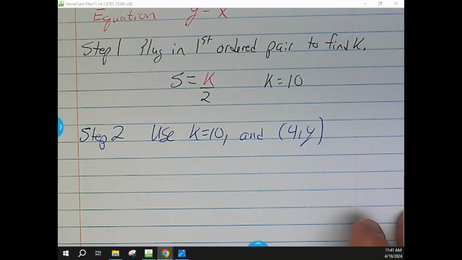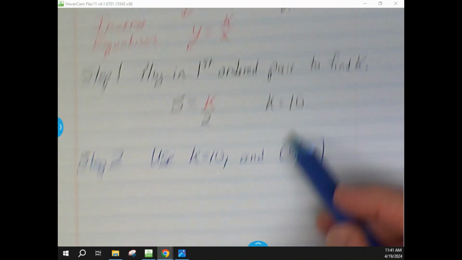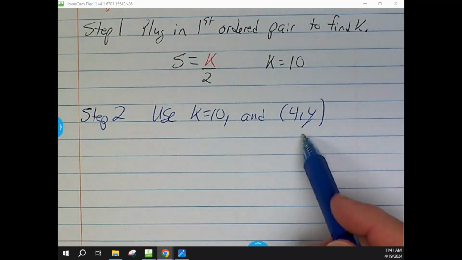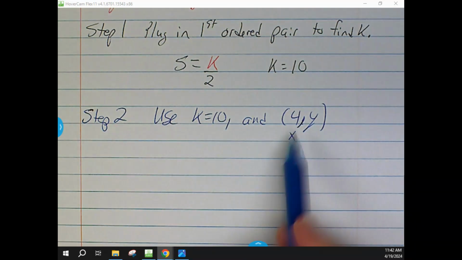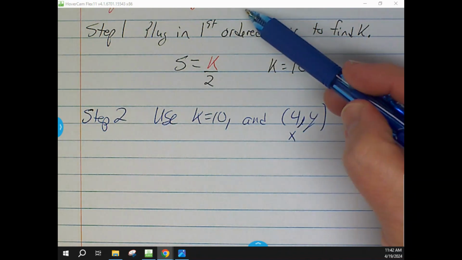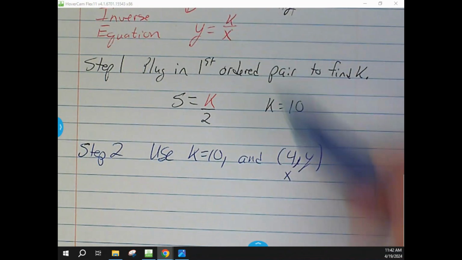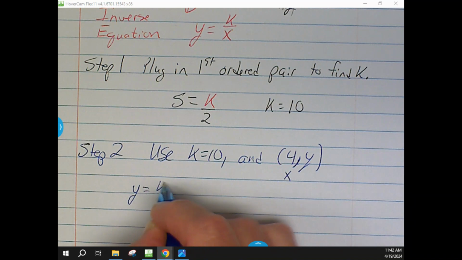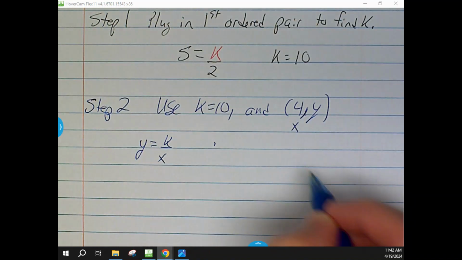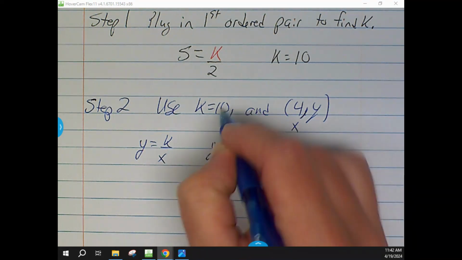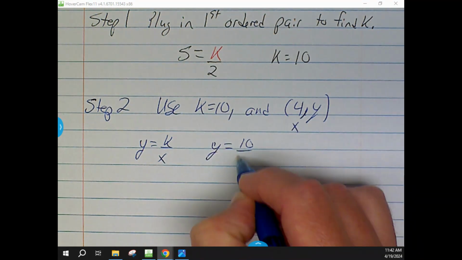So we're going to use the k equals 10 we've got here. We're going to use that second ordered pair, the 4 comma y, and plug it back into this equation. K equals 10, 4 and y, we're going to plug that back into this y equals k over x that's up here. And once we do that, we've got everything we need. So we've got y, which we don't know. We've got k is 10. The x value is 4.